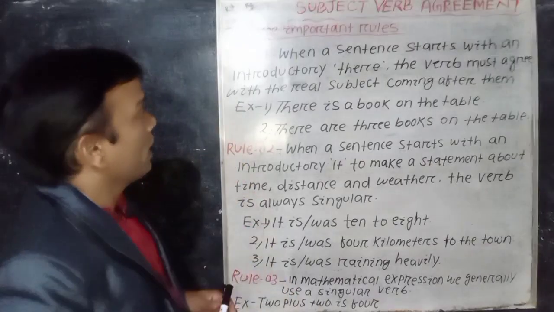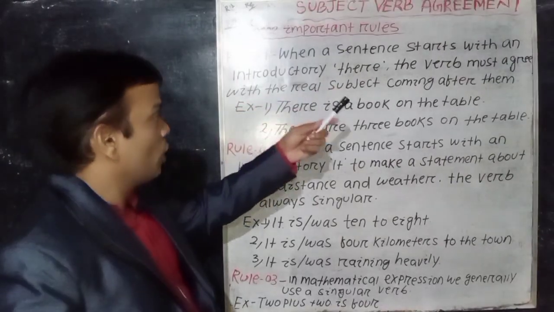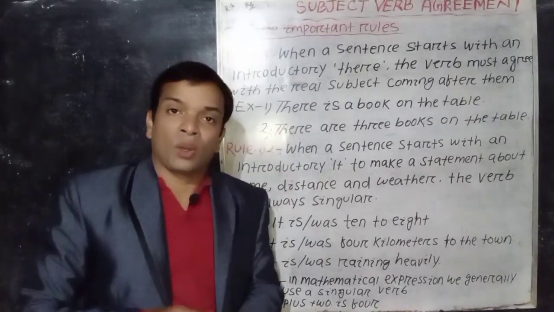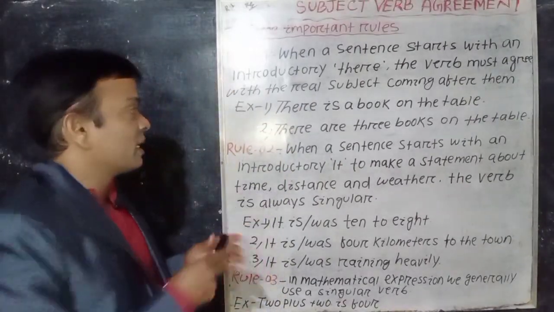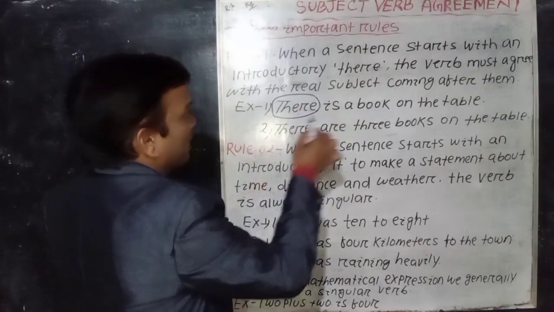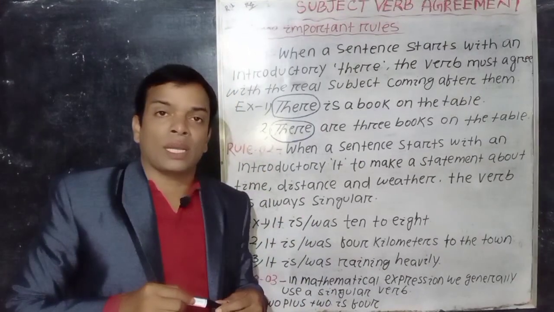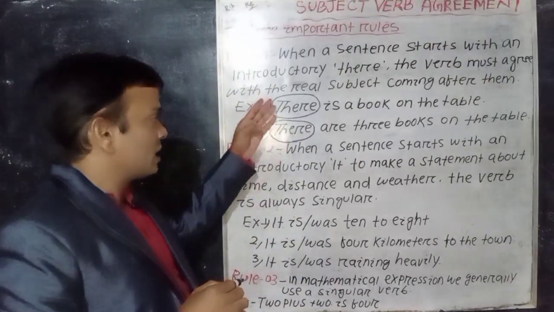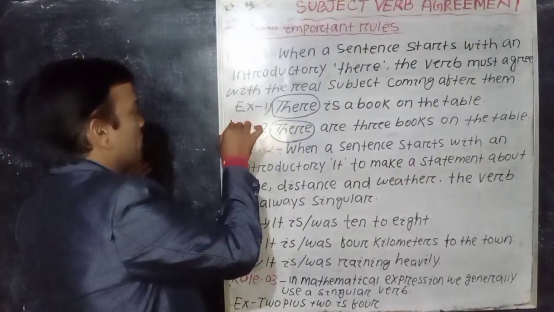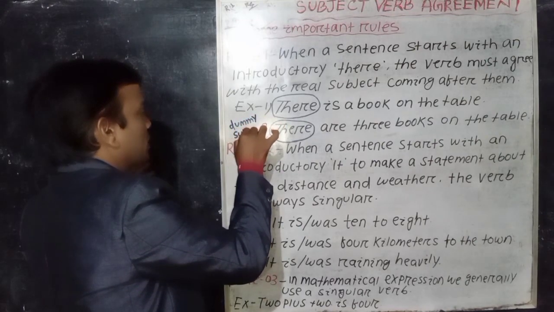Rule 1. When a sentence starts with an introductory there, the verb must agree with the real subject coming after it. That means when a sentence starts with there, please compare the two sentences. There is a book on the table and there are 3 books on the table. Both the sentences start with there, and here there is called the dummy subject. Please remember, there is called the dummy subject.